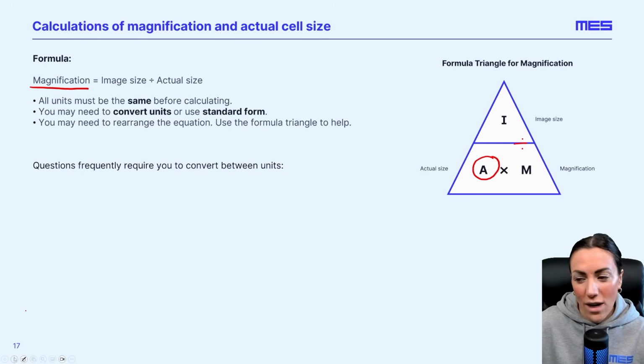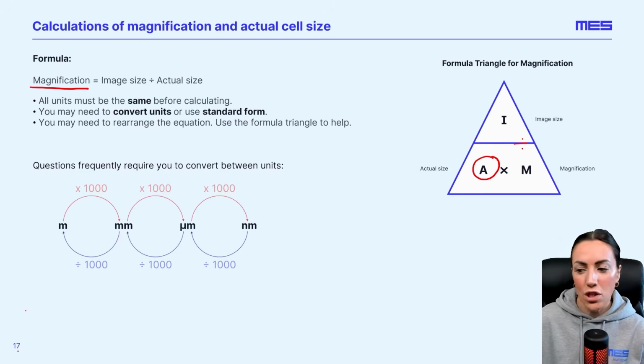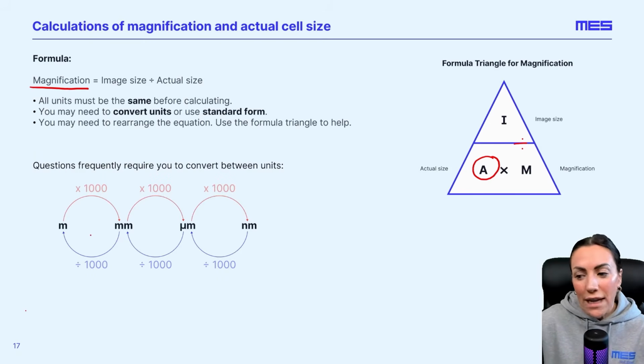Now, questions do often include unit conversions, so I'm going to go through how you would do that. This diagram I find really helpful. If you're going from meters to millimeters, you times by 1,000 because there are 1,000 millimeters in a meter. Millimeters to micrometers, which is probably the most common conversion on a biology exam, you times by 1,000 because there are 1,000 micrometers in 1 millimeter. If you have to go all the way to nanometers, there are 1,000 nanometers in a micrometer. So again, you would times by 1,000.